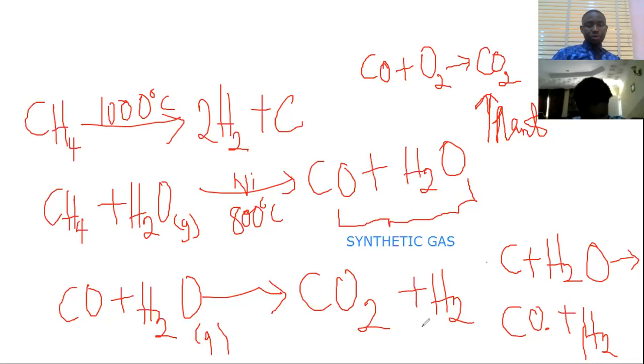Now let's look at the physical properties of hydrogen. What are the physical properties of hydrogen? It's colorless, odorless, and tasteless. Okay, correct. Number one, it's a colorless, odorless, and tasteless gas. Now, it burns in air with a high pitch sound.